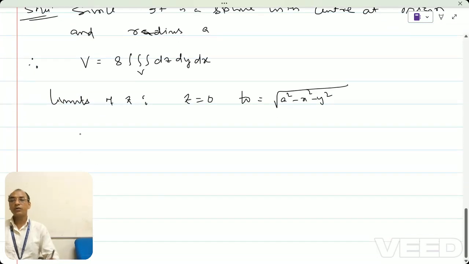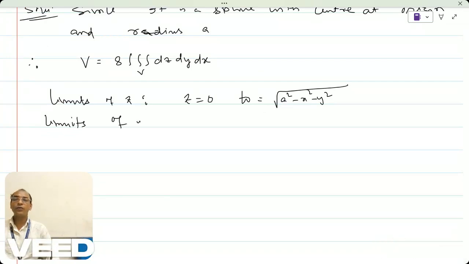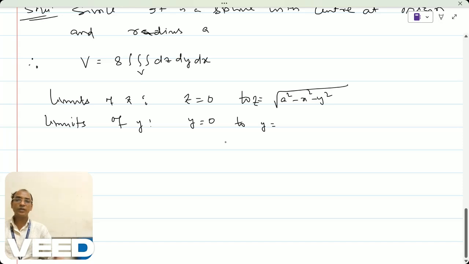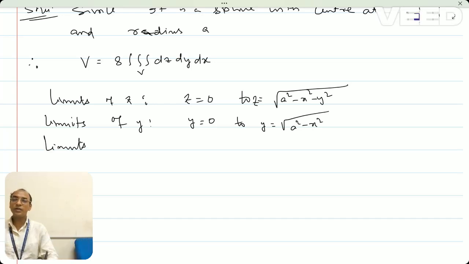And similarly, when I find the limits of y, I already know one limit of y equal to 0 because it starts from origin, and then the next limit of y will be found by putting z equal to 0 in the equation of the sphere and evaluating y from that. So that will be nothing but root over of a square minus x square. Plus or minus no need to give because it is the first octant. Now when I evaluate the limits of x, the lower limit is already known, x equal to 0, to.